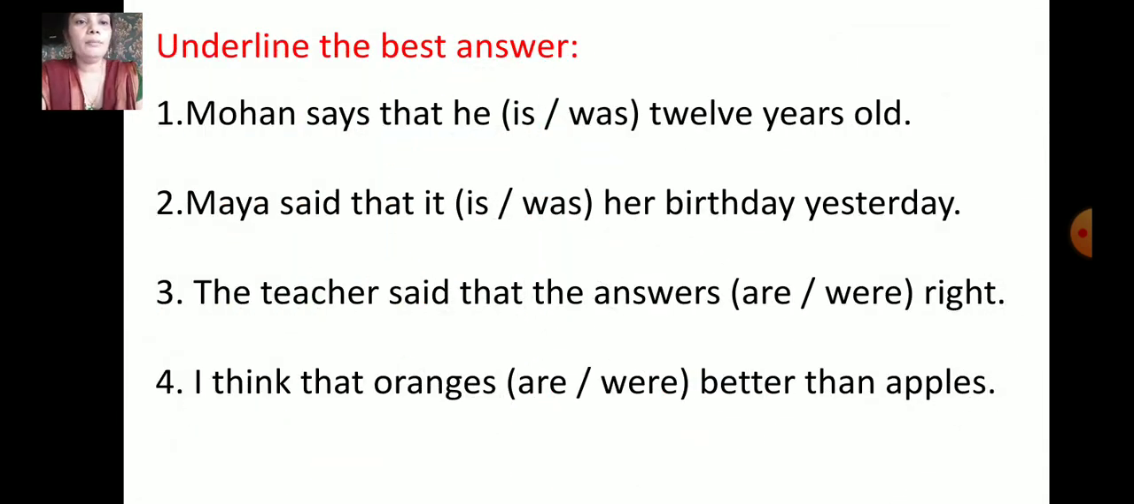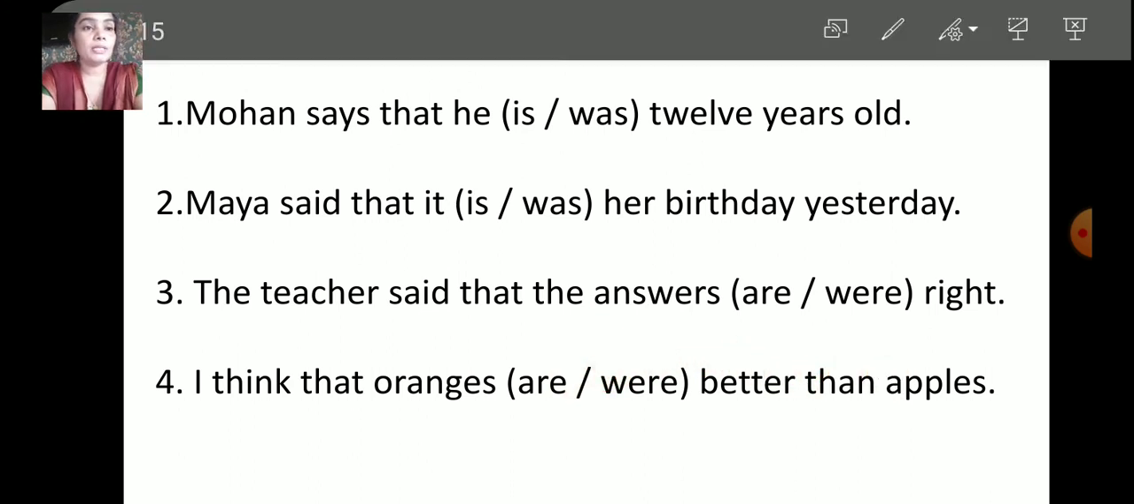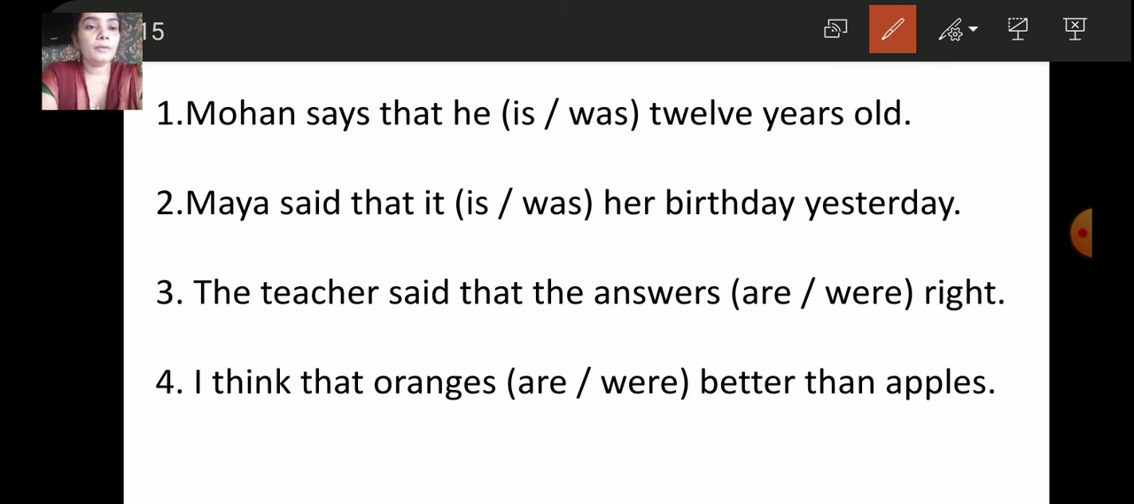And underline the best answer. So Mohan says that he dash 12 years old. Is or was. Maya said that it dash her birthday yesterday. Yesterday means past tense. The teacher said that the answers dash. Number 4, I think that oranges dash better than apples. So let's underline the answer.